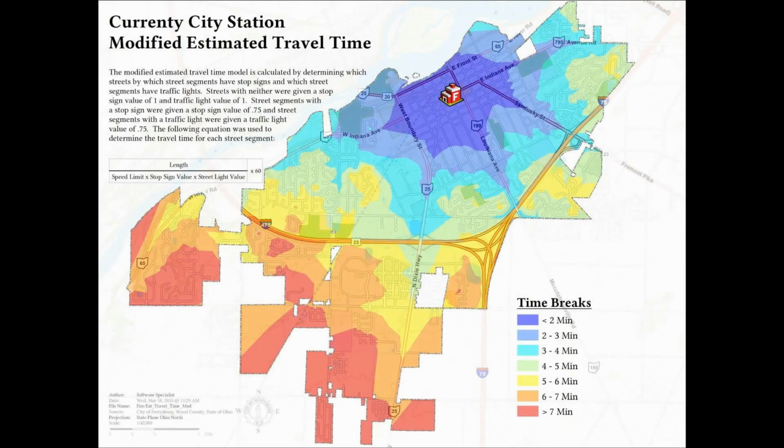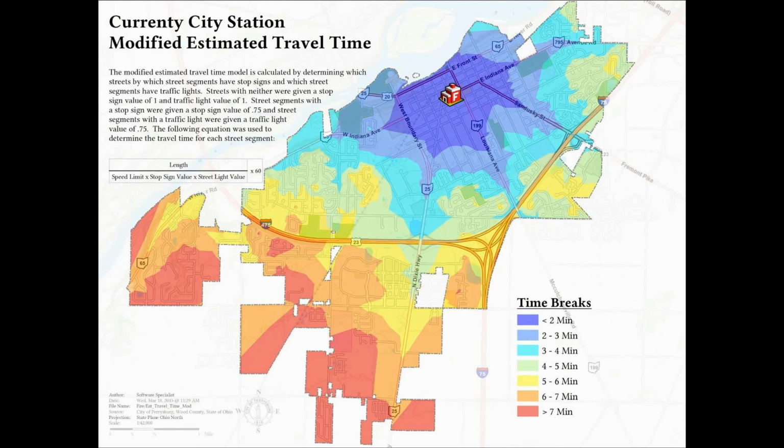And when you create a really rough network analysis model for the city, we tried to factor in some streetlight and stop sign variables, but basically you get this model. So the dark blue is everywhere you could get in 2 minutes or less, and then 2 to 3 minutes, 3 to 4, 4 to 5, 5 to 6, 6 to 7, and then greater than 7 minutes. So it gives you an estimate, and really that's what it is. It's an estimate of how far a fire truck could go in a given amount of time.